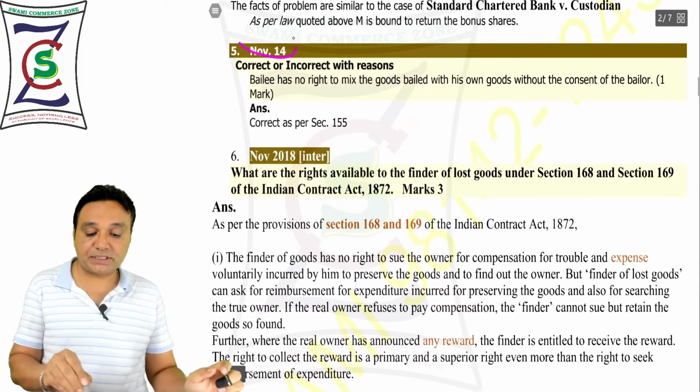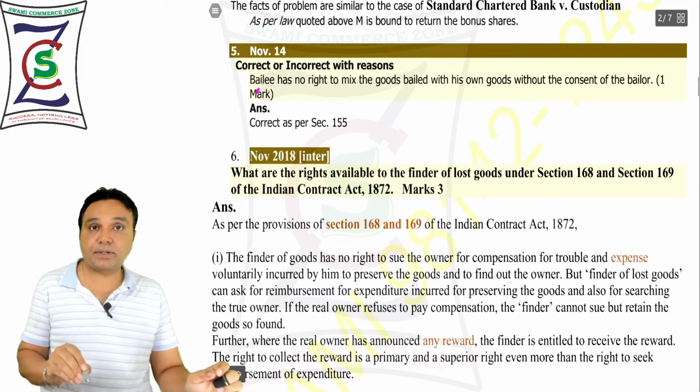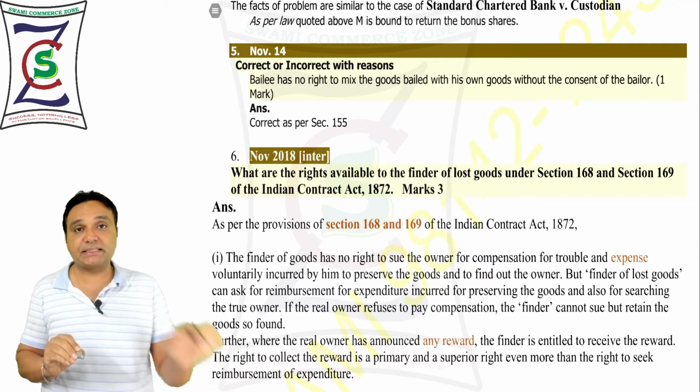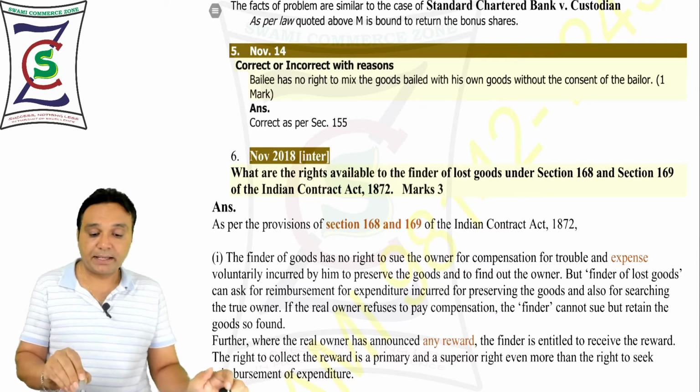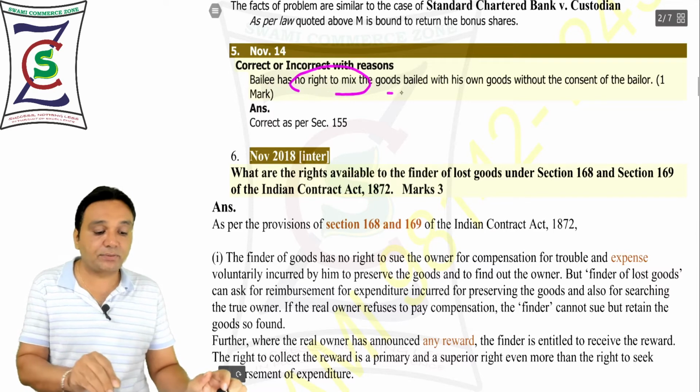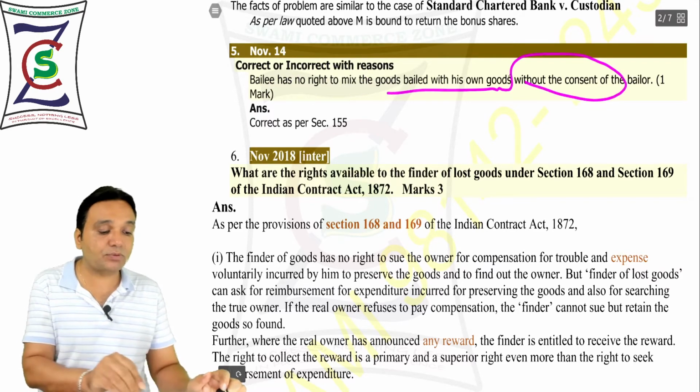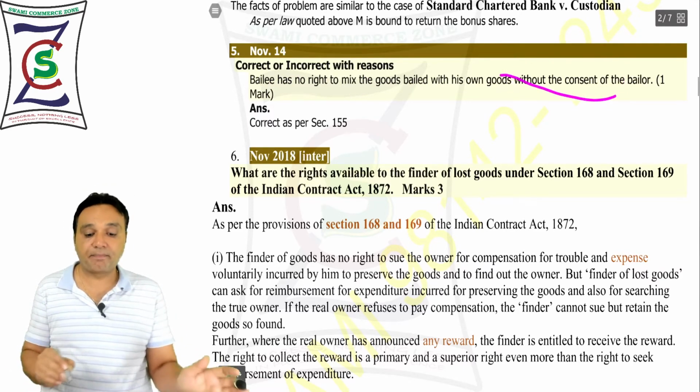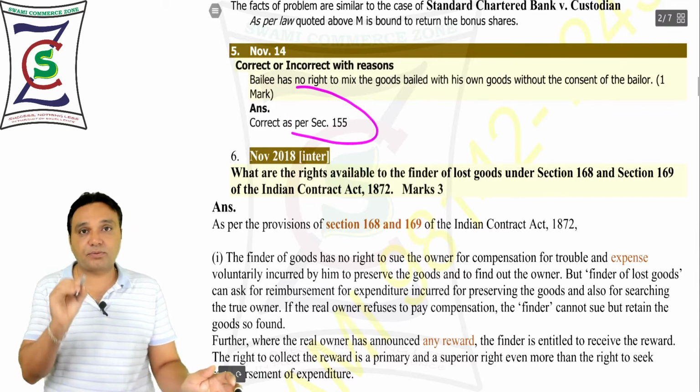November 2014 question, straight away 1 mark question, correct or incorrect. So in these questions, take care, you must start your answer with correct or incorrect. But it says bailee has no right to mix the goods with his own goods without the consent of bailor. Absolutely correct. So this is correct as per section 155.